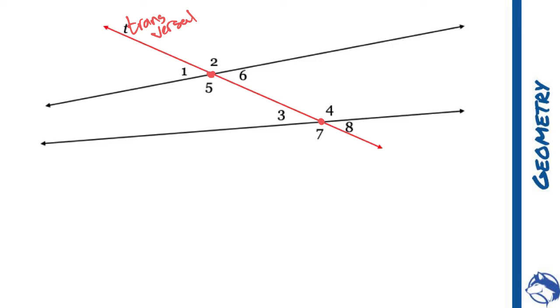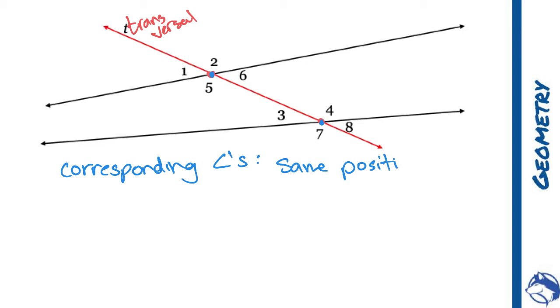Now there are going to be some angle relationships, and the first one we're going to talk about is corresponding angles. Corresponding angles are, if we select those 2 points and our transversal is that red line, the ones that have the same position in reference to those 2 points. If I look at angle 1 and angle 3, those are in the same position because they're in the top left. So angle 1 and angle 3 would be corresponding.